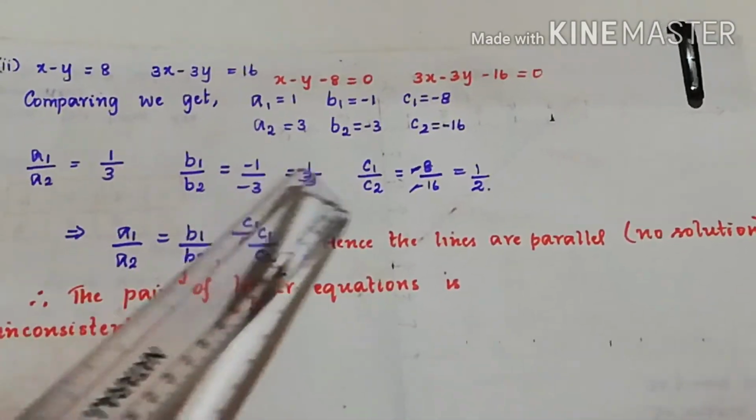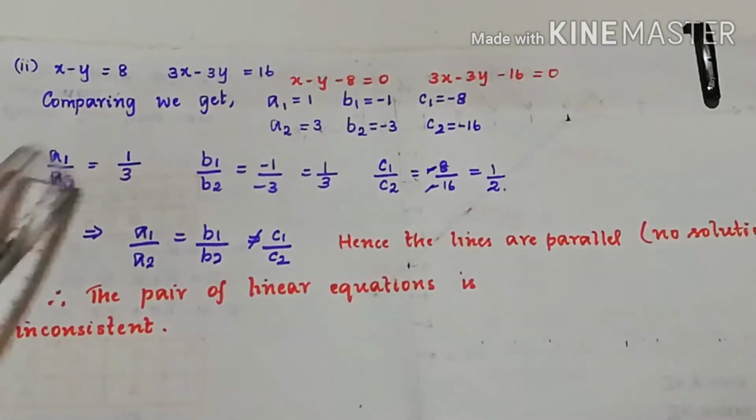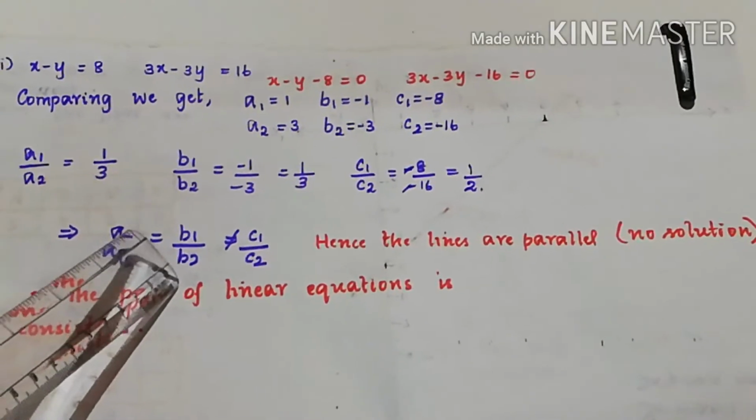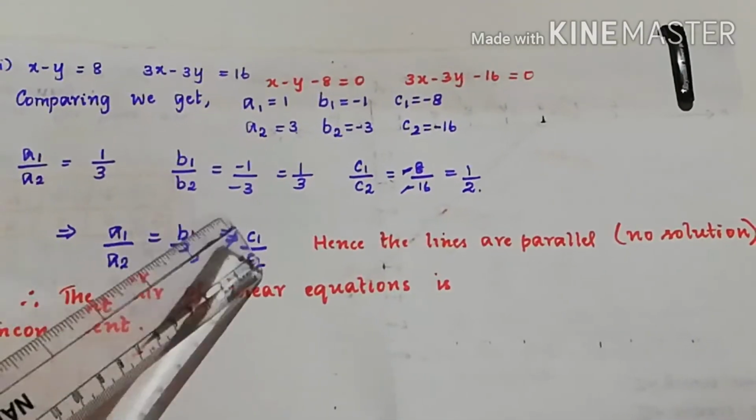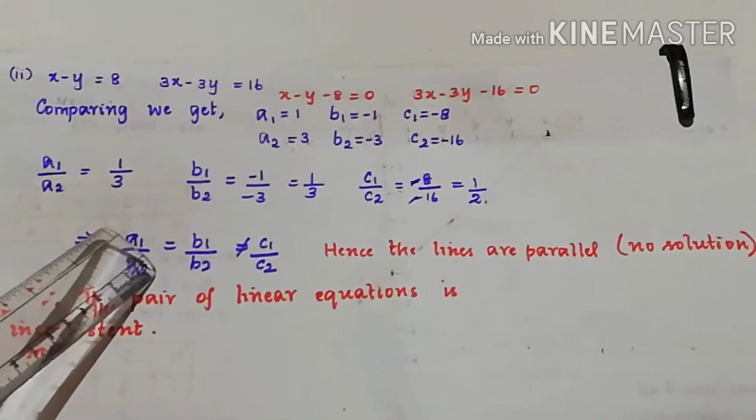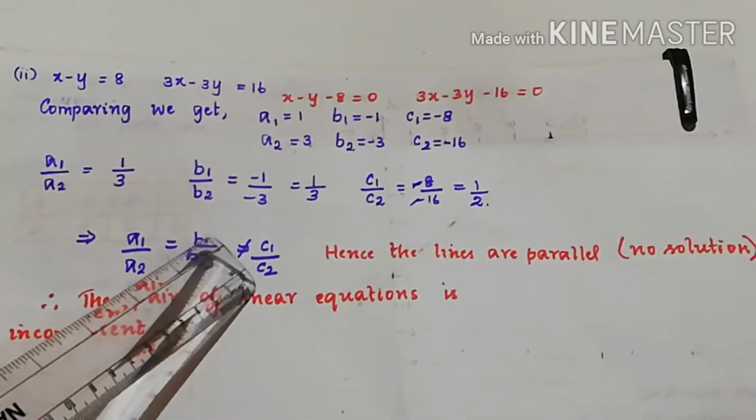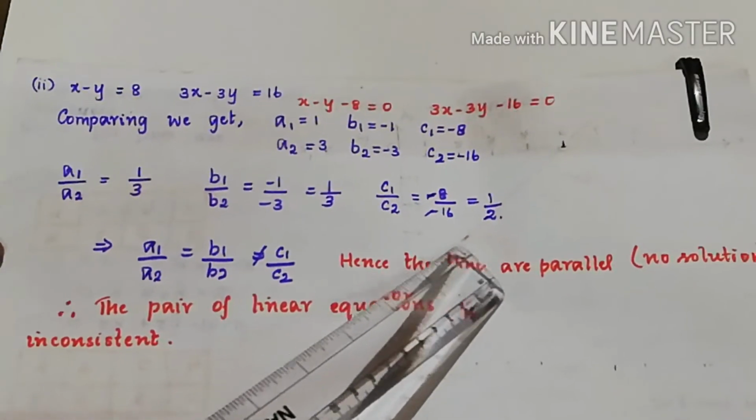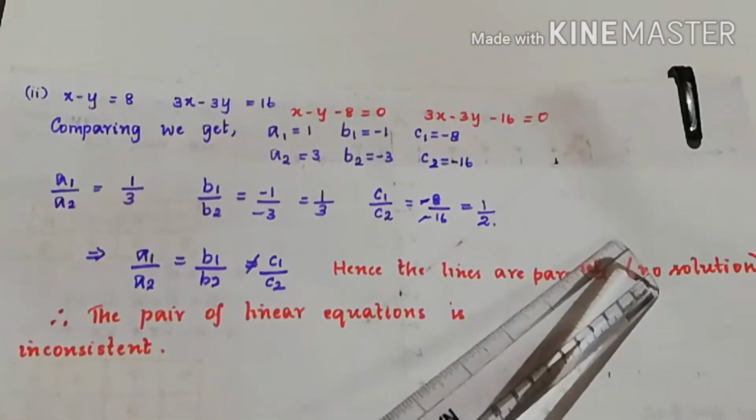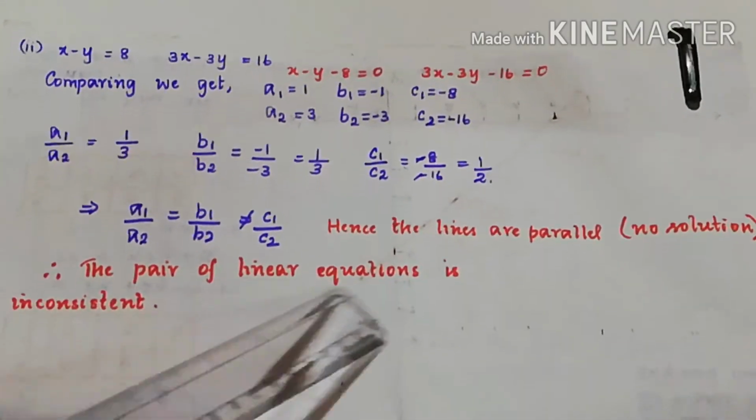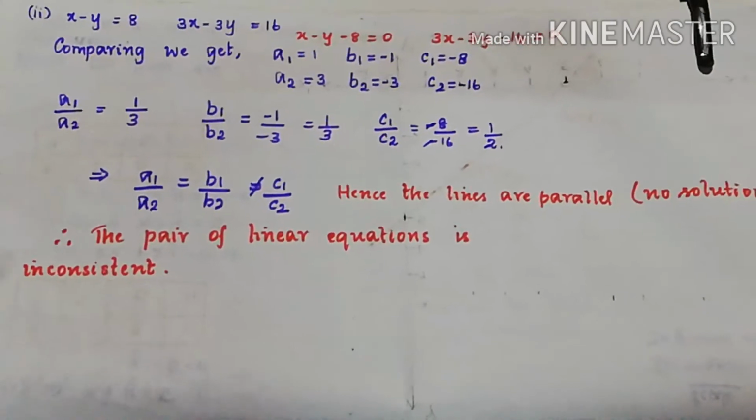Now you see the 3 ratio values. The first and second ratios are equal, so a1 by a2 is equal to b1 by b2, but the third one is different, so it is not equal to c1 by c2. When the first 2 ratios are equal and the third one is not equal, what do you say about the lines? The lines will be parallel. Parallel in the sense, what is the solution? It has no solution. So we say immediately the pair of linear equations is inconsistent.